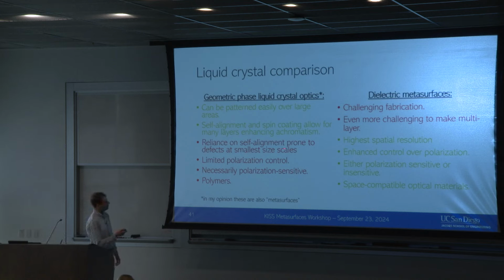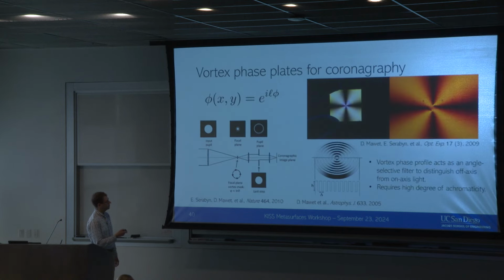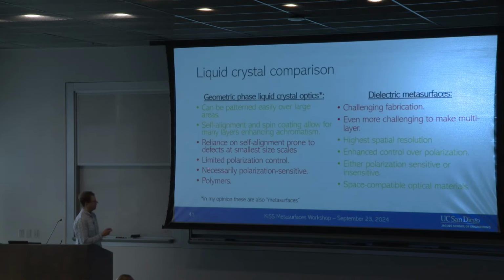The reliance on self-alignment can be prone to defects at the smallest size scales, like in this picture. The extent of polarization control that they can impart is limited compared to what metasurfaces can do. And if you don't want polarization control, there's nothing you can do about it because they're liquid crystals. And they're polymers, which is, as I understand it, not ideal for a space application.